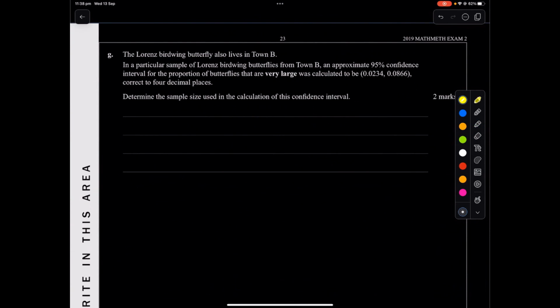The Lawrence birdwing butterfly also lives in town B. In a particular sample of Lawrence birdwing butterflies from town B, an approximate 95% confidence interval for the proportion of butterflies that are very large was calculated to be this, correct to 4 decimal places. Determine the sample size used in the calculation of this confidence interval. Very easy and nice. So we know that 0.0234, this one over here, must equal your P minus your Z, which for 95% is 1.96, times the square root of P times 1 minus P over N.